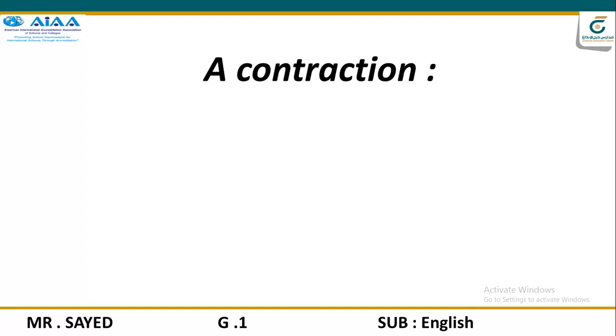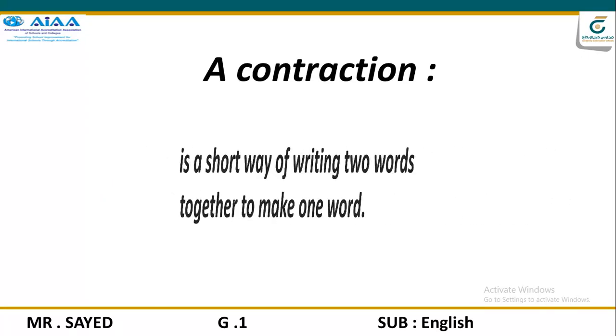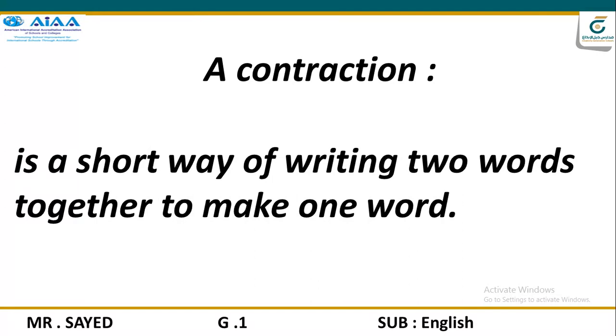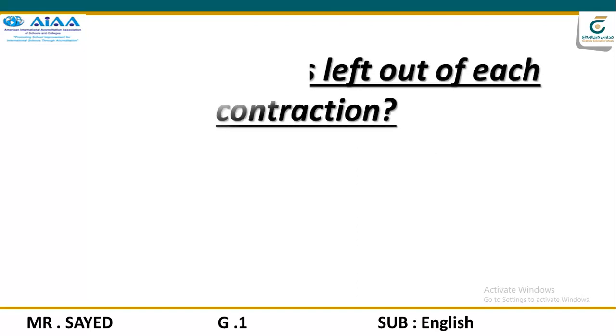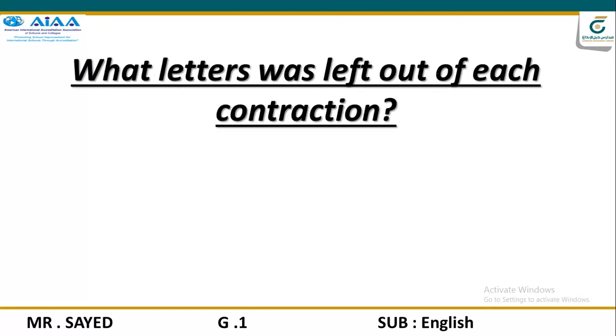A contraction is a short way of writing two words together to make one word. What letters were left out of each contraction?